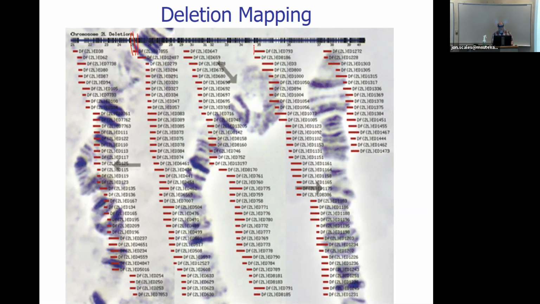I'll go this way because that'll be better. So that region lines up. This part right here is gone in that fly, in this line right here. And their name is deficiency 2L ED 793. Great, so you gave them a name. Could be Bob, Hank, whatever. They're missing that piece of their chromosome.